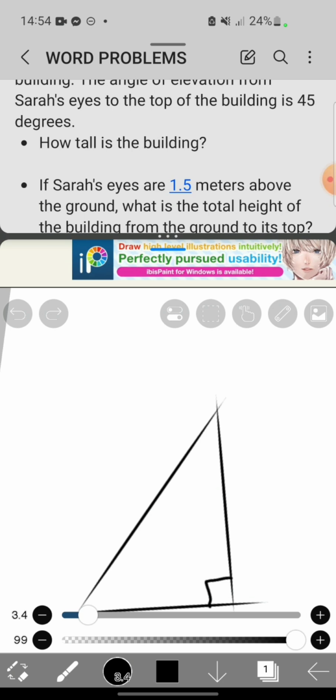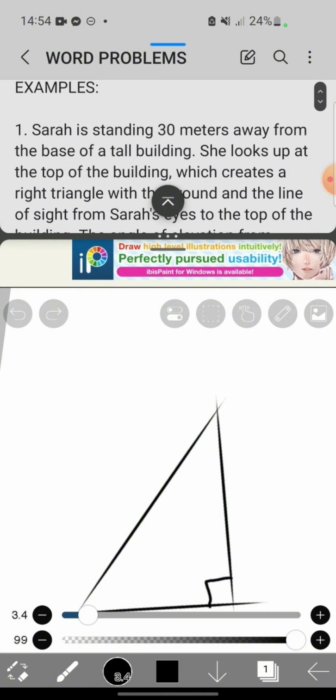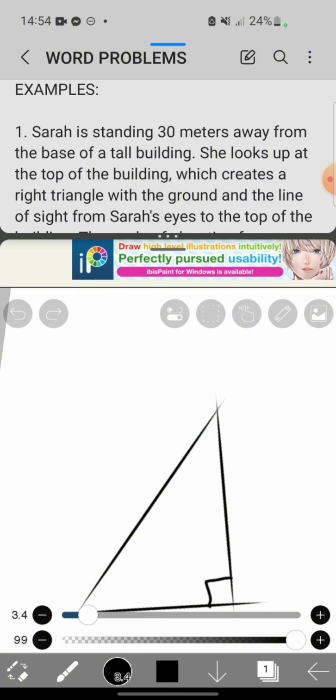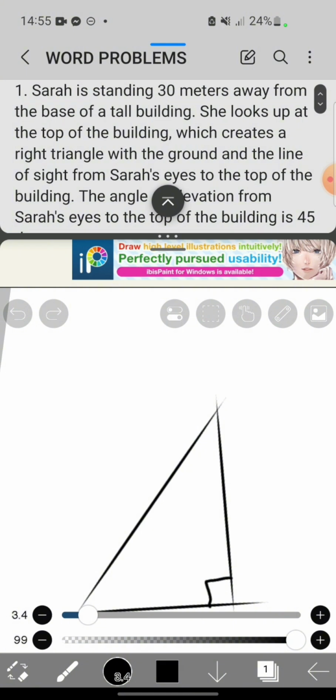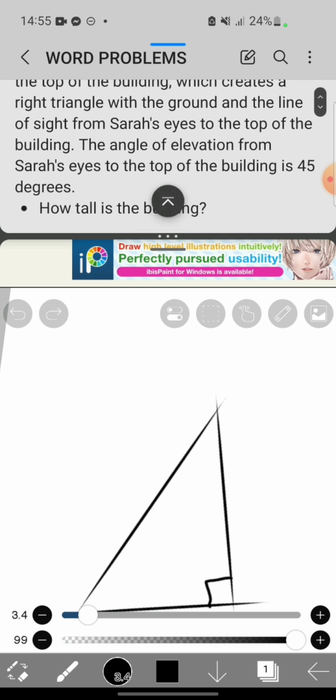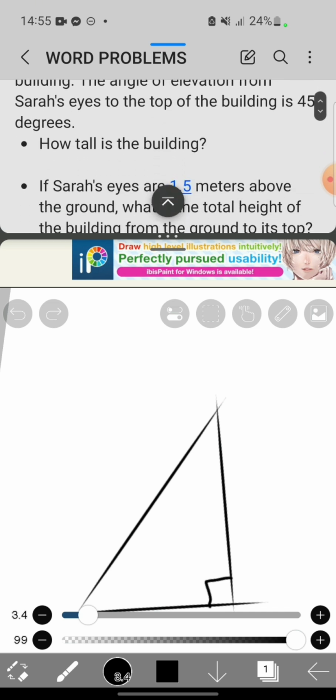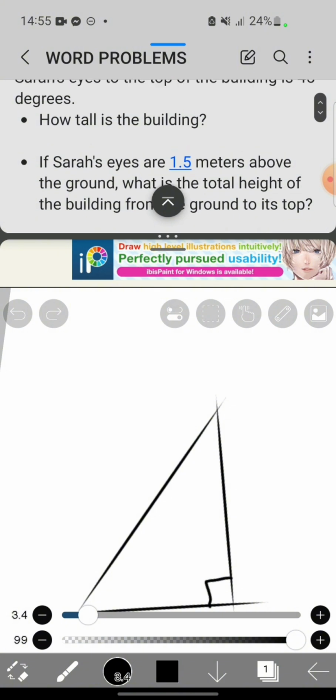We're now solving word problems regarding right triangles. So the first problem: Sarah is standing 30 meters away from the base of a tall building. She looks up to the top of the building, which creates a right triangle with the ground and the line of sight from Sarah's eyes to the top of the building. The angle of elevation from Sarah's eyes to the top of the building is 45 degrees. So the question is, how tall is the building? And the second question: if Sarah's eyes are 1.5 meters above the ground, what is the total height of the building from the ground to its top?